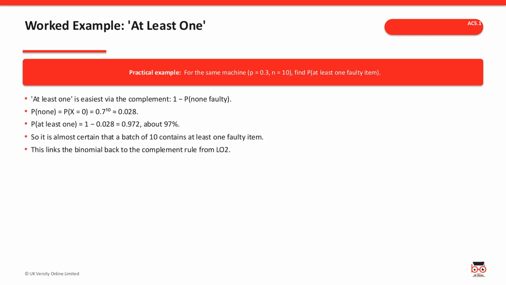Here's a neat one for the same machine, with p of 0.3 and n of 10: the probability of at least one faulty item. Rather than adding up loads of cases, we use the complement. At least 1 equals 1 minus the probability of none. The probability of none faulty is 0.7 to the power 10, which is about 0.028. So the probability of at least 1 is 1 minus 0.028, which is 0.972, around 97%. In other words, a batch of 10 almost certainly contains at least one faulty item. Notice that's the very same complement trick we met back in outcome 2.